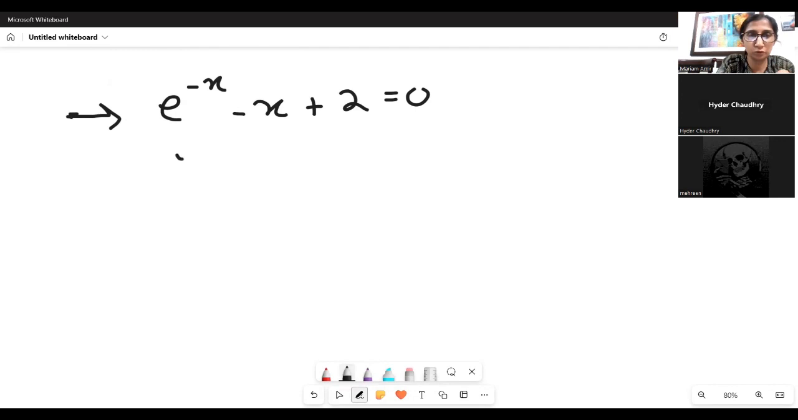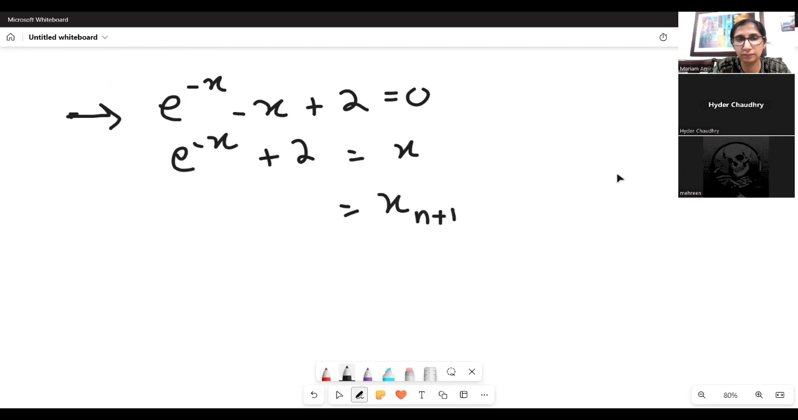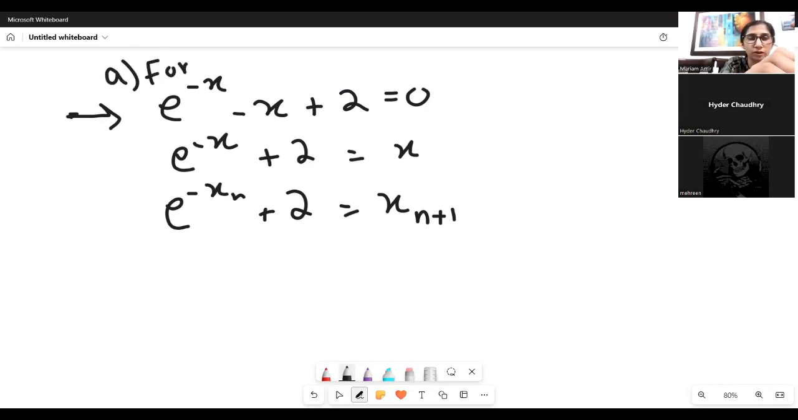So instead, what we do, we move the other x to the other side. The simpler x goes to the other side, and we almost have our iterative formula now. With the isolated x, you write n plus 1, and with the other x, you write xn in the subscript. That is our iterative formula. Okay, now part A was form iterative formula for the given equation.